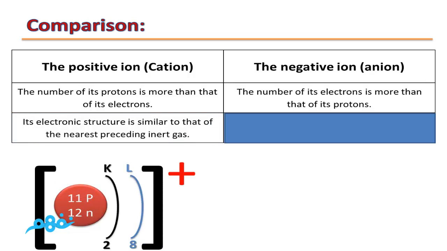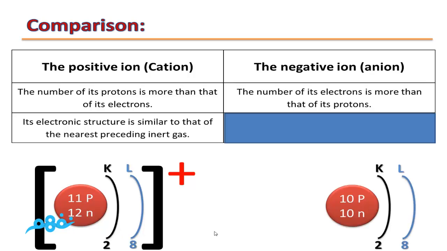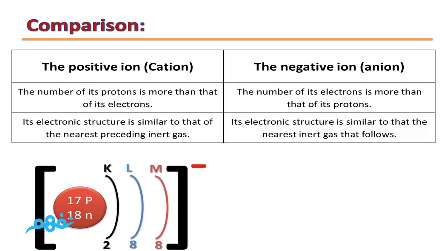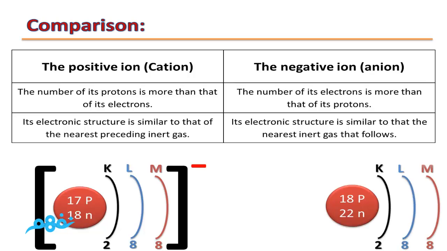Its electronic structure: this means that the electronic structure of positive ion is similar to that of the nearest preceding inert gas. For example, the electronic configuration of sodium ion is similar to that of neon. But for negative ion, its electronic structure is similar to that of the nearest inert gas that follows. The structure of chlorine negative ion is similar to that of argon.